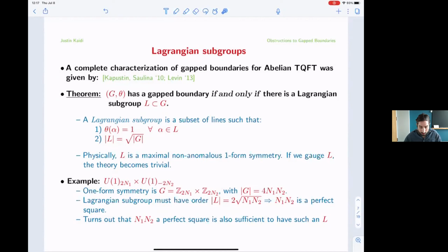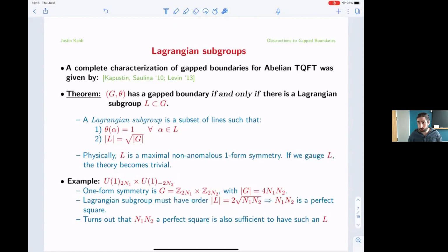Great. Okay, good. So yeah, but before giving you the proof, let me just give you an example, just so we sort of get a feel for how it works. So the example is going to be the following. It's just a product of two of these U1 level K theories: U1 level 2n1 times U1 level minus 2n2. Remember that a single copy of U1 level K has non-zero chiral central charge. I said this on the first slide. So of course that theory does not admit a gapped boundary.